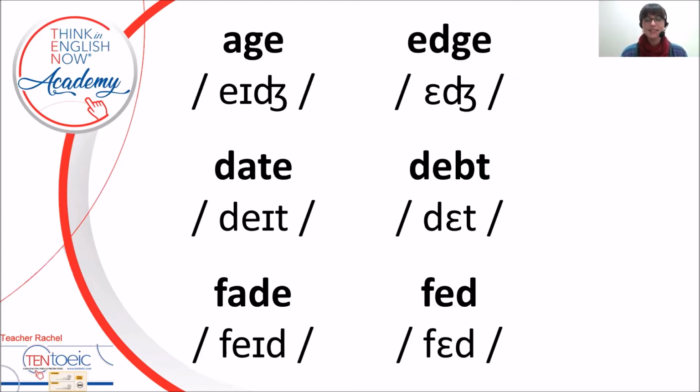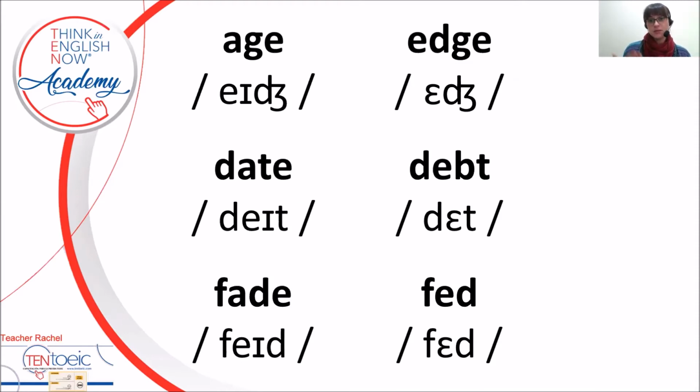Date. This is, for example, a day. Today is May 2nd. Or the date is May 3rd. So it's what day of the year it is. Month, day, year, date.